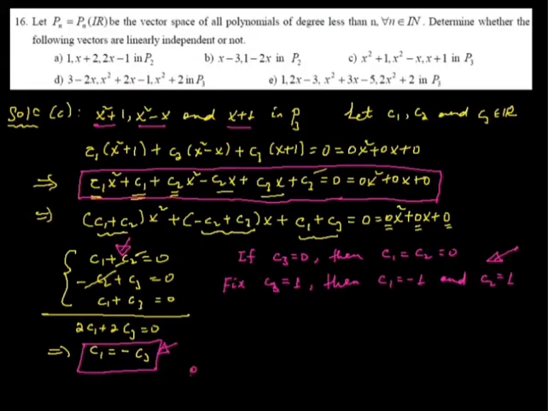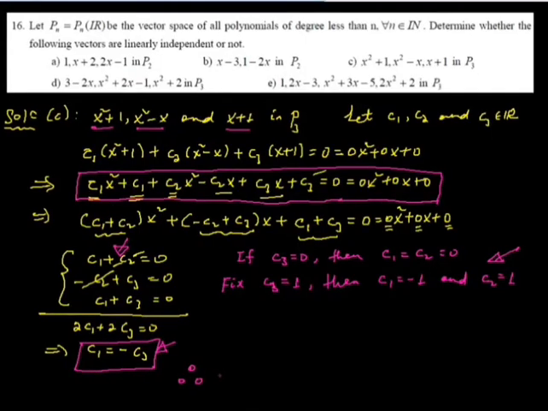Therefore, the polynomials x square plus 1, x square minus x, and x plus 1 are linearly dependent. They are not linearly independent, so they are linearly dependent because all the c values are not necessarily 0.